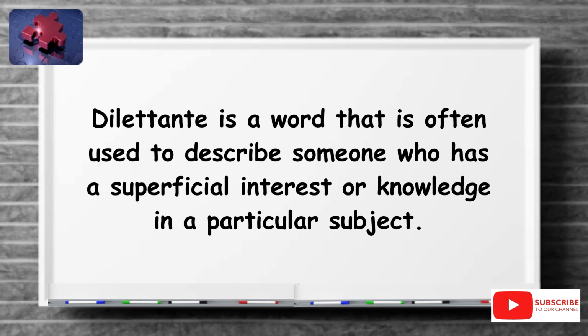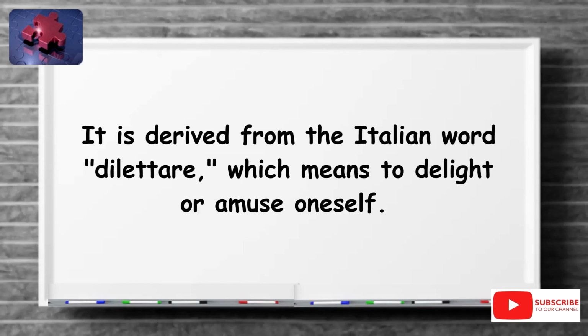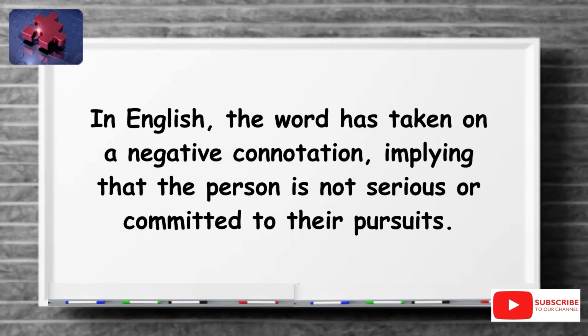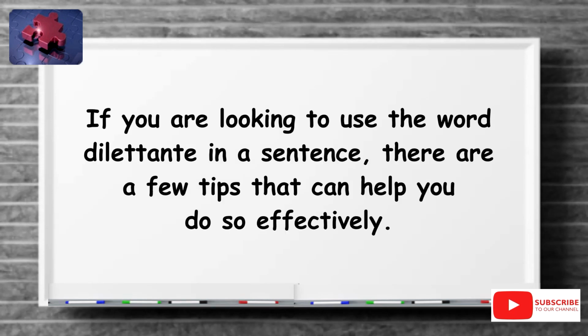Dilettante is a word that is often used to describe someone who has a superficial interest or knowledge in a particular subject. It is derived from the Italian word dilettare, which means to delight or amuse oneself. In English, the word has taken on a negative connotation, implying that the person is not serious or committed to their pursuits. If you are looking to use the word dilettante in a sentence, there are a few tips that can help you do so effectively.